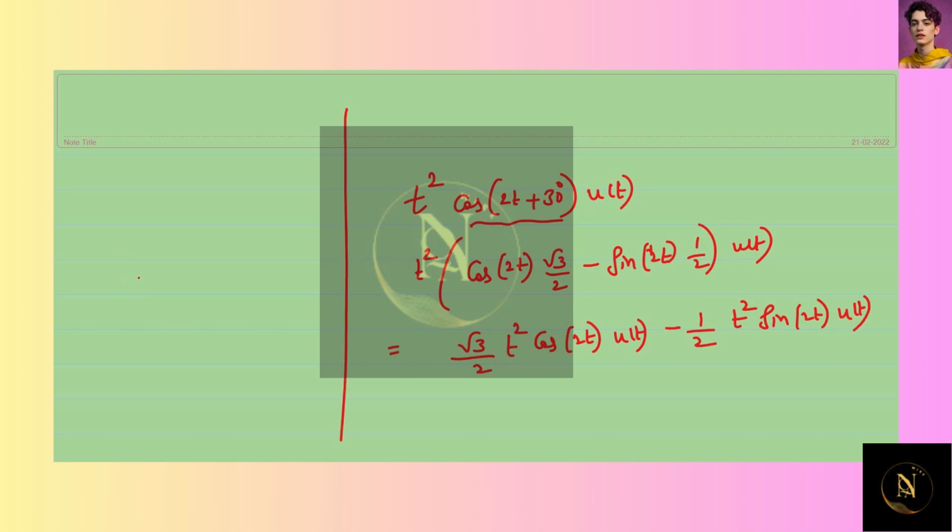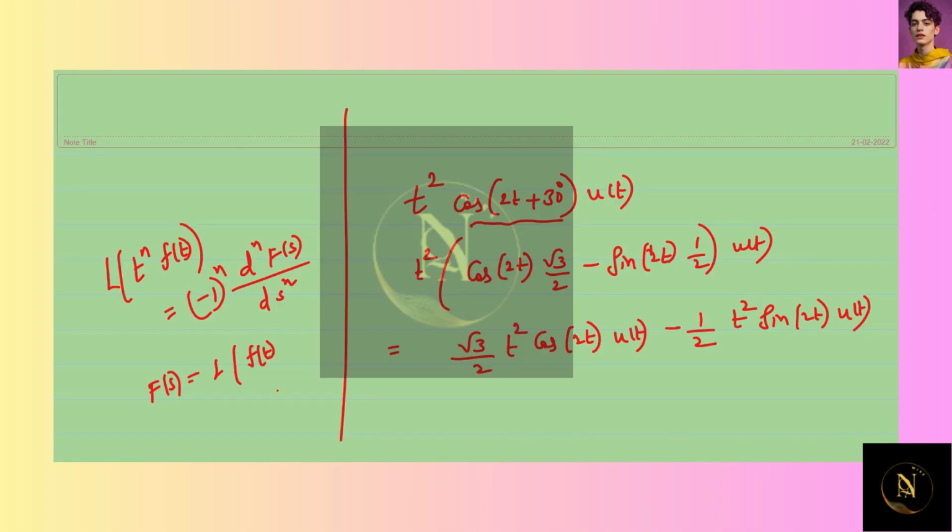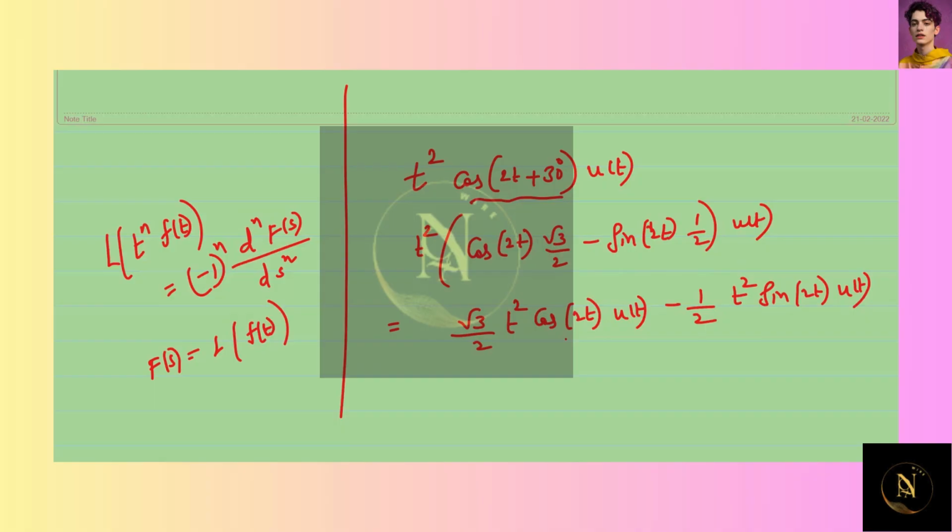Now remember, there's a formula: the Laplace transform of t power n f of t is negative 1 power n into the nth derivative of F of s with respect to s, d power n by ds power n, where F of s is basically the Laplace transform of f of t. So first, what is the Laplace transform of cos 2t u of t? It is s by s square plus 4.